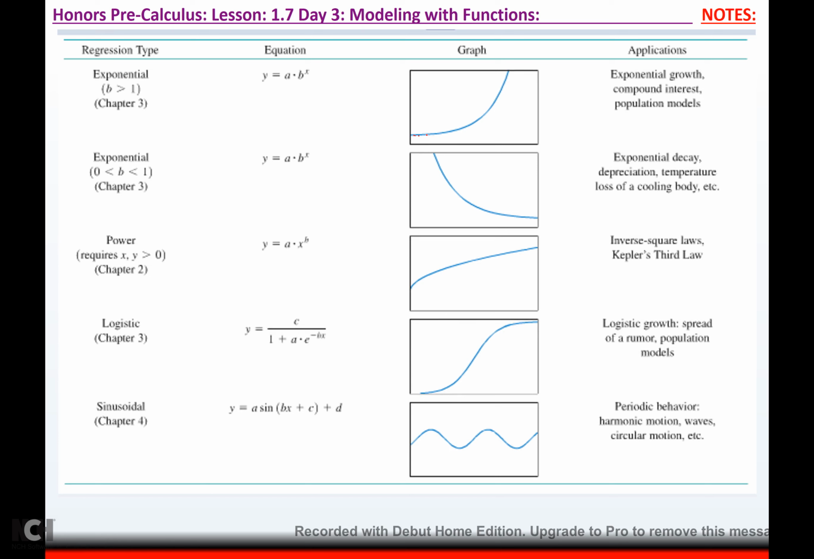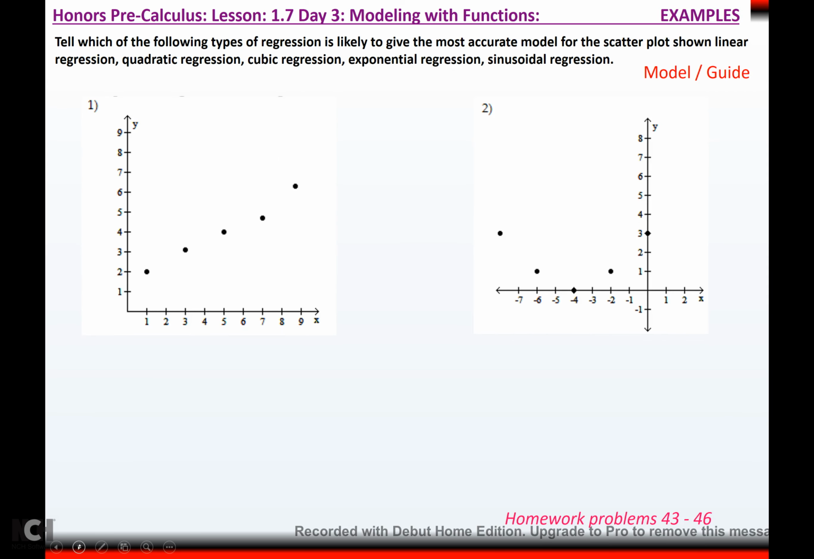Exponential, that's when it starts off low and gets big really fast. Exponential, when b is less than 1, would be coming down really fast. A power function kind of looks like half a square root function. Logistic, you won't have those. Sinusoidal. So part of your homework is just going to say, tell which of the following types of regression is likely to give the most accurate model for the scatter plot shown: linear, quadratic, cubic, exponential, or sinusoidal.